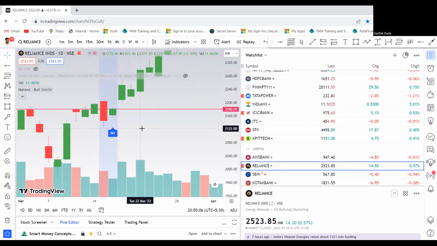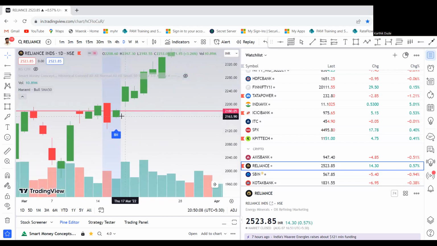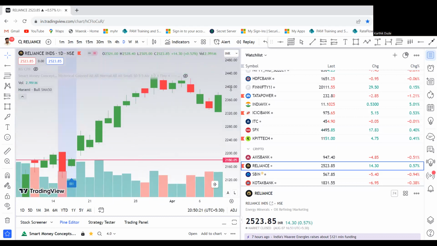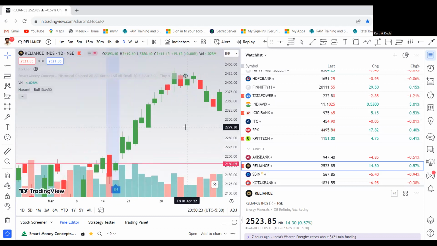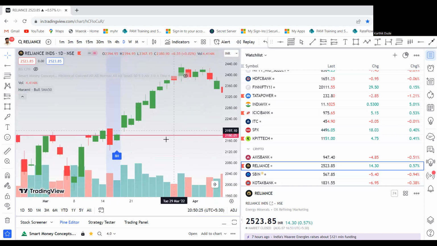As I told in the earlier session, it will not look exactly the same as what I've given in the pictorial way. There might be a weakness, but the concept remains the same. You will go for a long when this high is broken, so that you have a good risk reward.